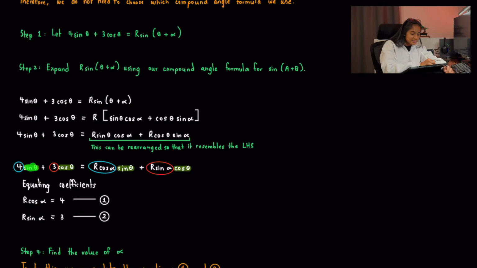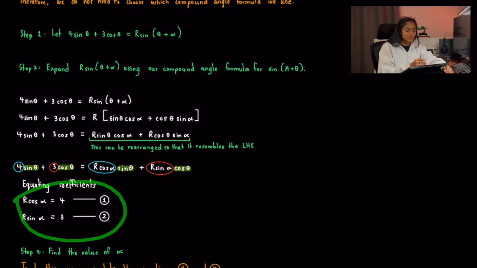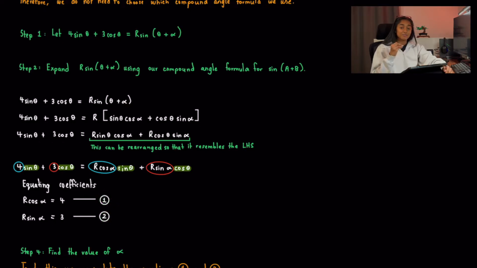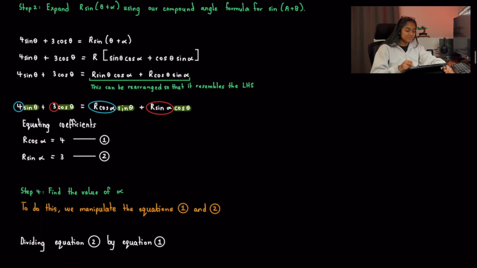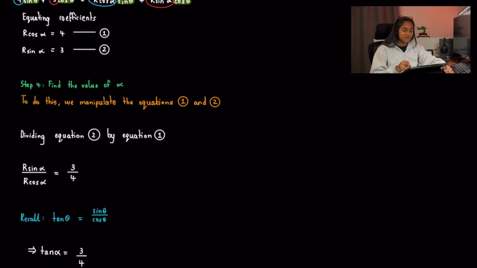So in this case of sine theta and sine theta, after rearranging it, we could easily see that r cos alpha is equal to 4 and r sine alpha is equal to 3. So we equate the coefficients and then we label them equation 1 and equation 2. These equations are important because we're going to use them to find alpha and r.